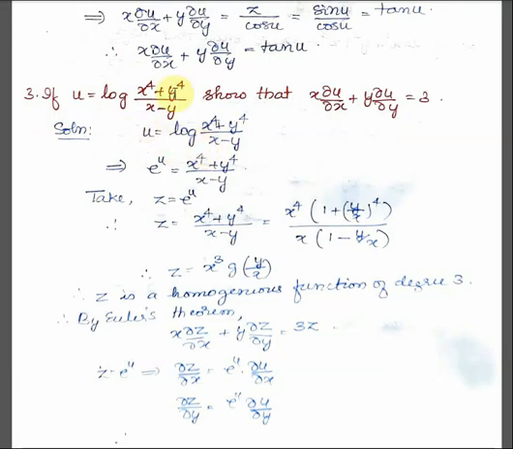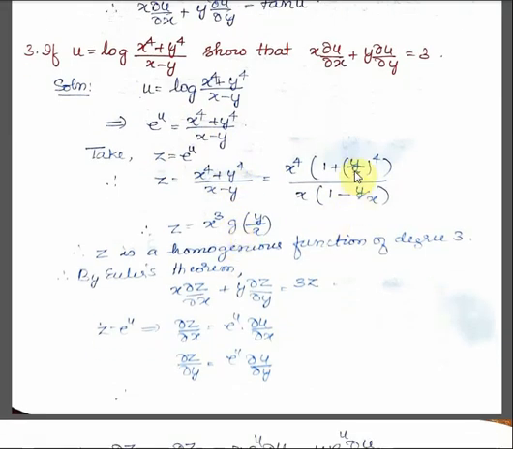e^u is equal to the argument. e^u is equal to (x⁴ + y⁴)/(x − y). Now this log is removed. Therefore, I can make this a homogeneous function provided I make a substitution for e^u. Therefore, take z is equal to e^u. Therefore, the left side becomes z. z is equal to (x⁴ + y⁴)/(x − y), which I can check whether it is a homogeneous function. It is a homogeneous function of degree 3. Therefore, z becomes a homogeneous function.